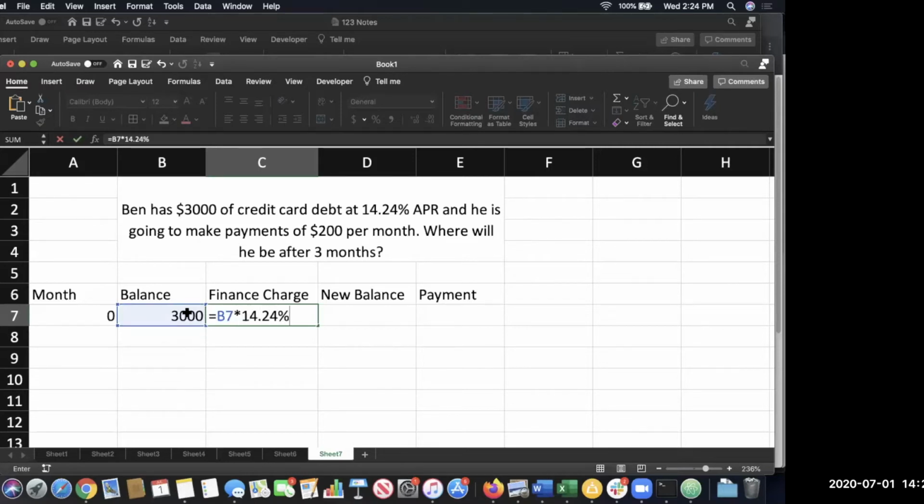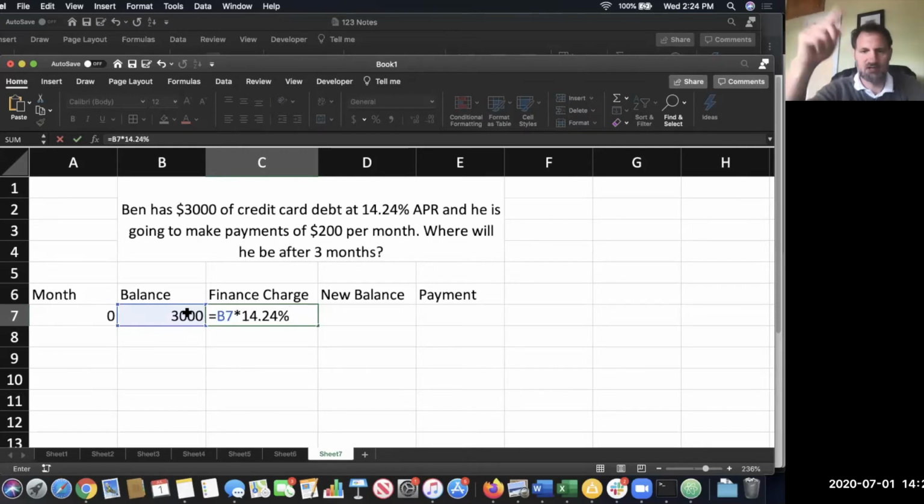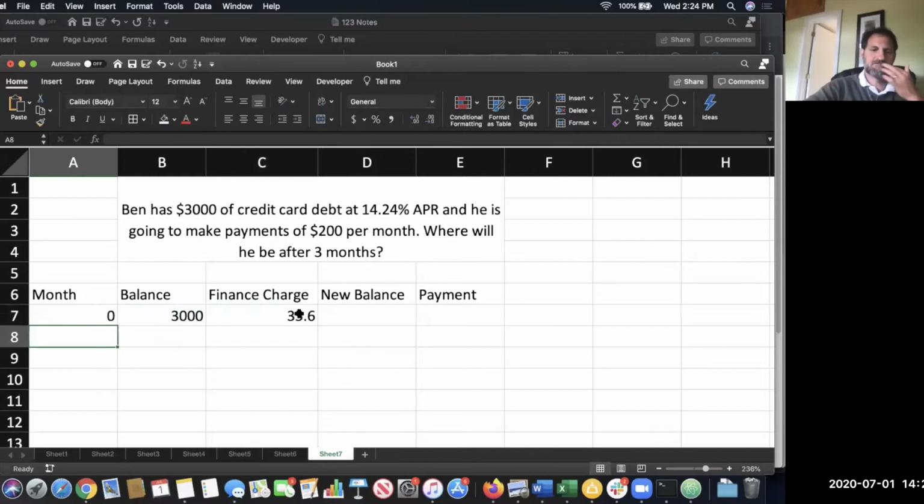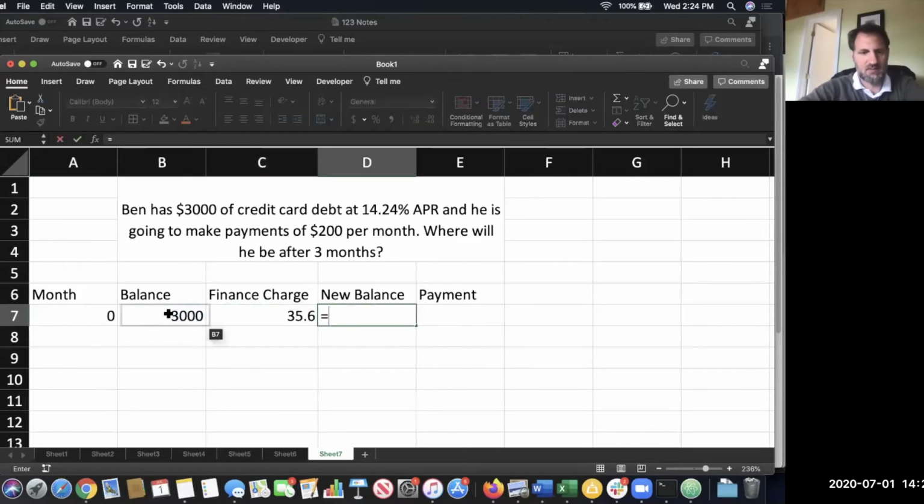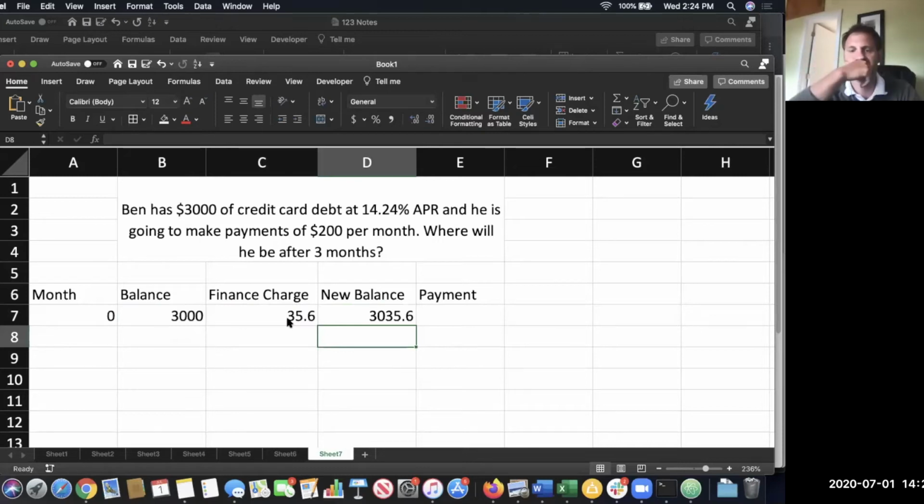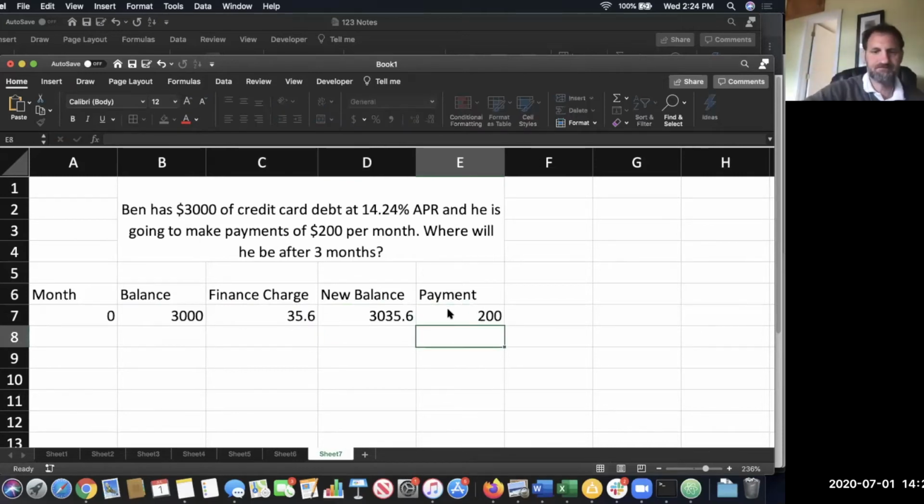One of the cool things about Excel is you can actually write the percentage as a percentage. Just don't forget the percentage sign. Divide by 12. Okay, nice. Now, new balance just is the consideration that if I borrowed $3,000 and I'm now having to pay this fee, I have to put these numbers together. So now I have a balance of $3,035.60. My payment is set to be $200.